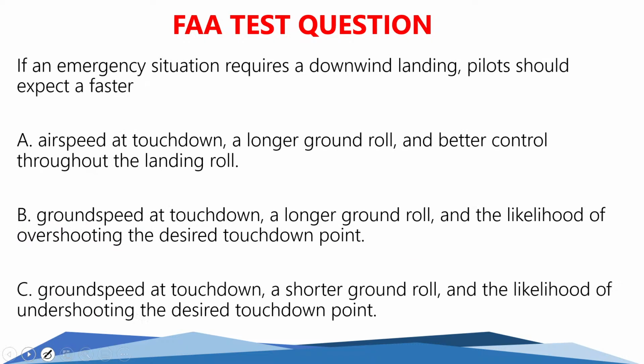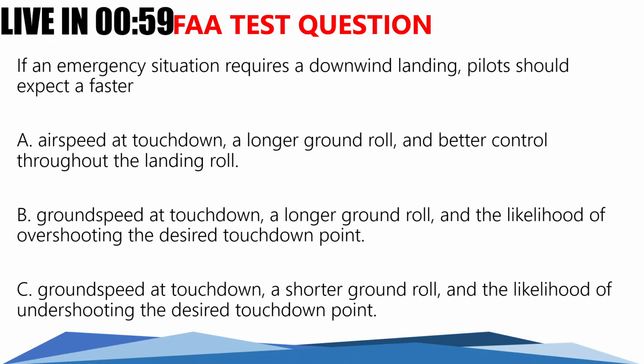All right, next one that we've got is going to be dealing with an emergency situation. So I'm going to go ahead and reopen the poll here. And with this, if an emergency situation requires a downwind landing, pilots should expect a faster, is it A, airspeed at touchdown, a longer ground roll, and better control throughout the landing roll, B, ground speed at touchdown, a longer ground roll, and the likelihood of overshooting the desired touchdown point, or C, ground speed at touchdown, a shorter ground roll, and a likelihood of undershooting the desired touchdown point.